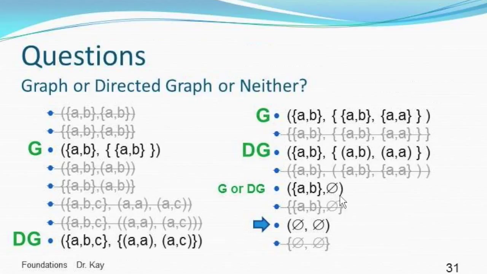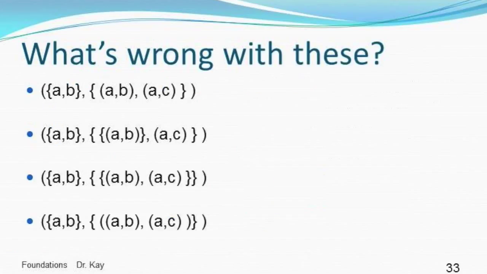And of course, because this is the empty set, we don't know, is it a directed graph that has no edges, or a graph that has no edges? So I just wrote graph or directed graph there. Similarly, this is just going to be a graph or a directed graph that has no vertices or edges. It's pretty boring, but it's okay. We can have that. So tell me what's wrong with these. Why are these ones not graphs or directed graphs? Let's just take a look at them.